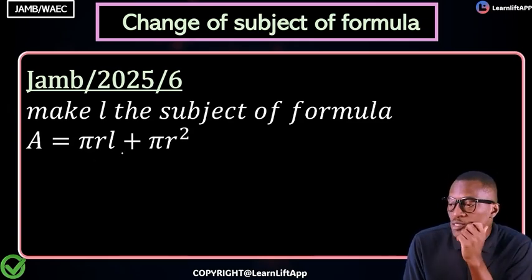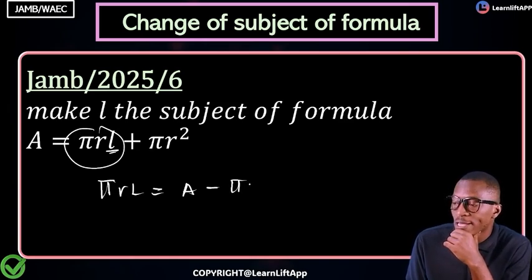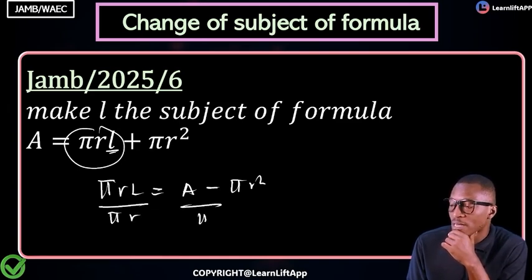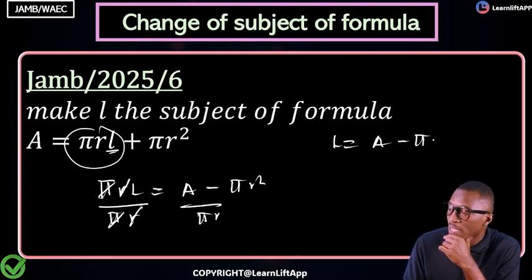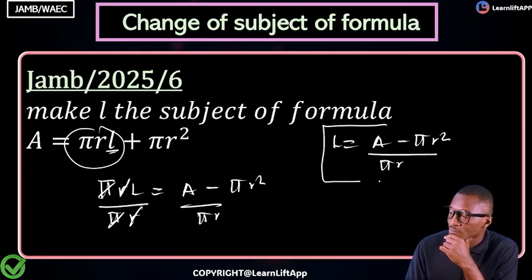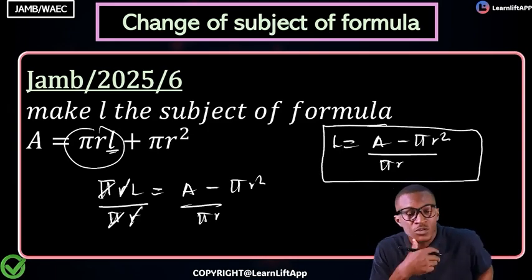So quickly, how do you solve this? We are making L the subject of the formula, so we are going to ensure this guy stands alone. This is simply saying pi r L is equal to A minus pi r squared. So divide both sides by pi r. R cancels r, pi cancels pi. What do we have? L. So L is equal to A minus pi r squared all over pi r. Very simple. Do you understand? That's a JAMB 2025 question.